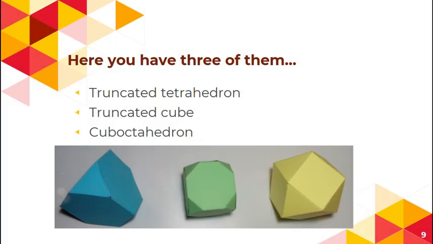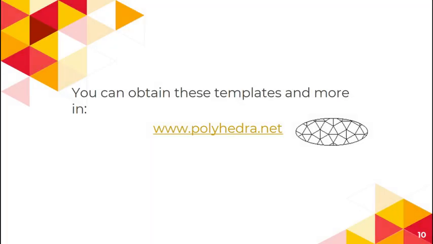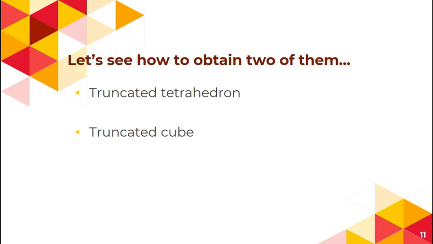And here you have 3 of them. These are templates that I did the other day. These are from left to right: the truncated tetrahedron, the truncated cube, and the cuboctahedron. You can obtain these templates and more of them, like the Platonic solids or any other polyhedron, in this website, polyhedra.net. Let's see how to obtain 2 of them, the truncated tetrahedron and the truncated cube.